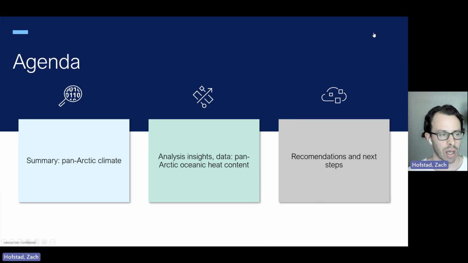Within the analysis, we first want to specify the summary of the importance of the Arctic, its climate, and oceanic heat as a climate driver. The second component of the analysis is the data and insights derived from the analysis. And the final component is recommendations and next steps stemming from those insights and of the data.